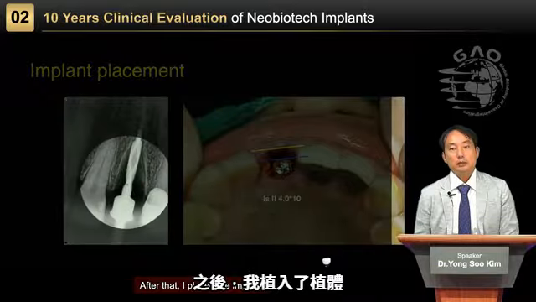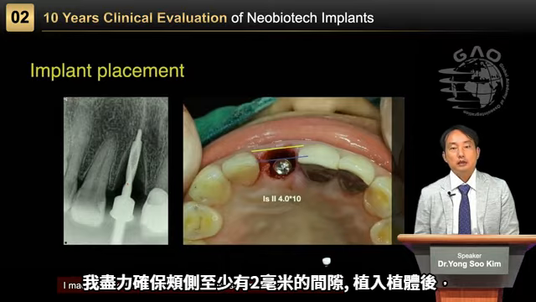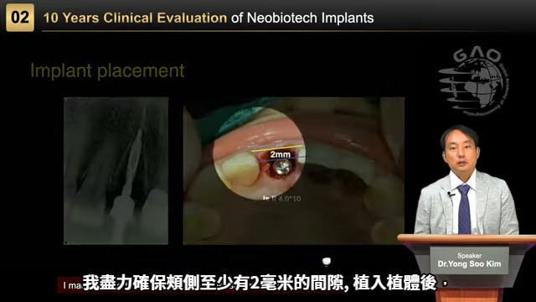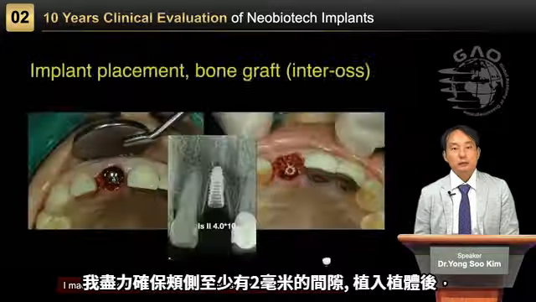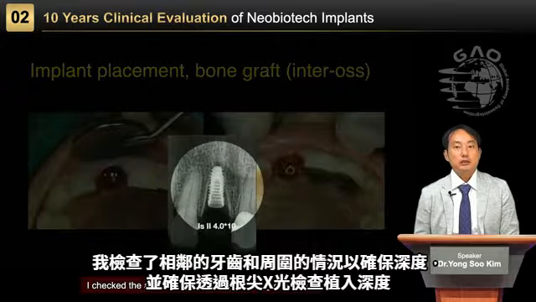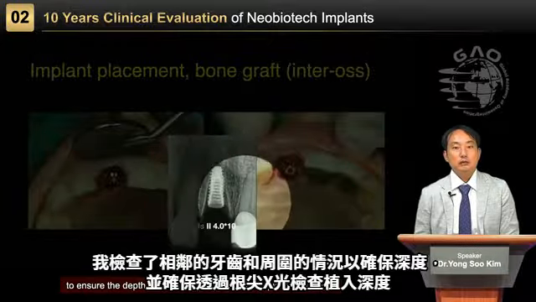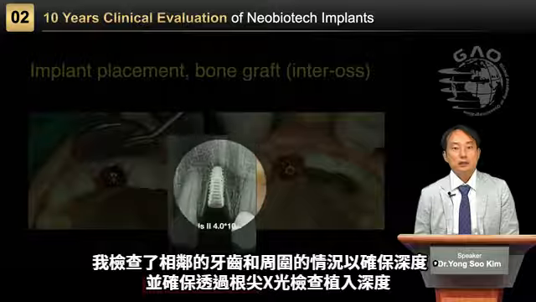After that, I placed the implant. I made an effort to secure a gap of at least 2 mm on the buccal side. After placing the implant, I checked the adjacent teeth and surrounding conditions to ensure the depth, and I made sure to verify the placement depth through a periapical X-ray.